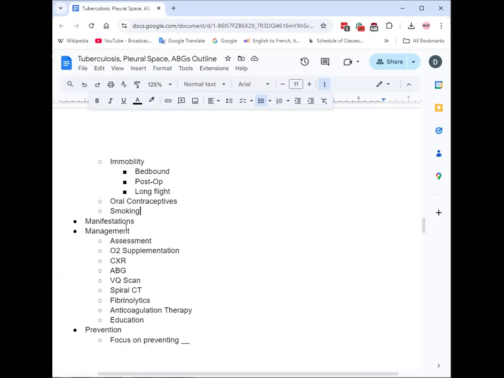So if you guys remember from OB, the concept behind oral contraceptives and how they work is that they essentially trick the body into thinking it's pregnant. And when the body is pregnant, it becomes hypercoagulable because it's expecting to lose a lot of blood once you give birth.